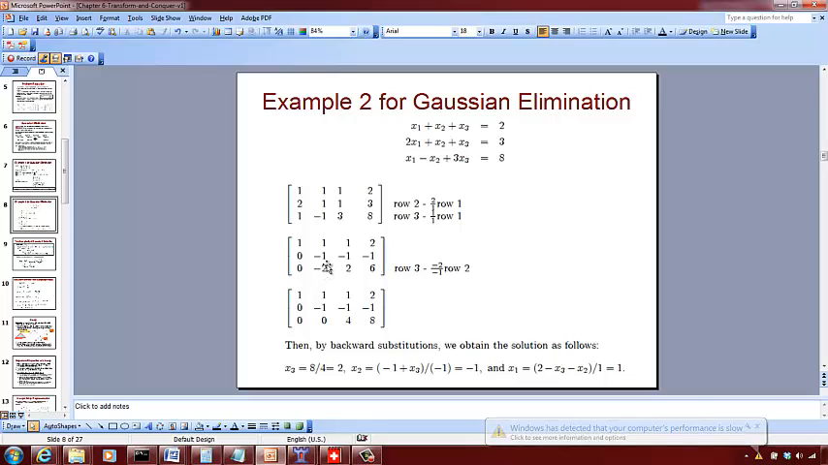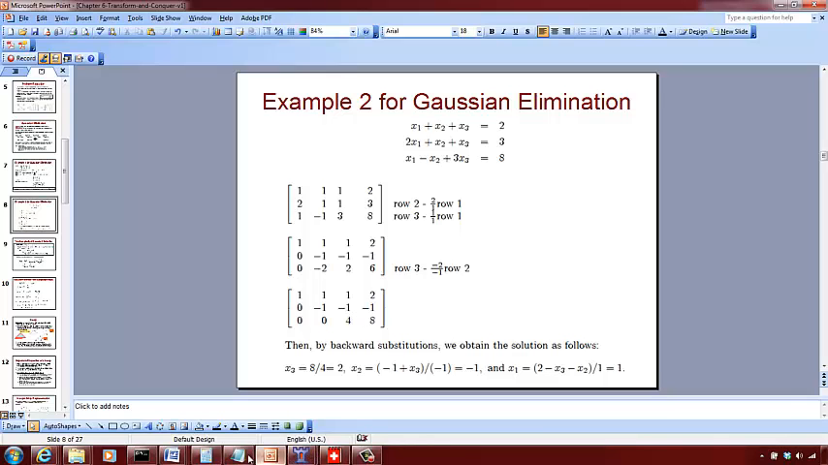So then make this 0 using row 2. So that transformation is row 3 equals row 3 minus negative 2 over negative 1 times row 2. So then this makes it 0, then 2 minus 2 times negative 1, so that is actually 4, then 6 minus 2 times negative 1, which is 8. Okay, so 4x3 equals 8, so x3 equals 2.